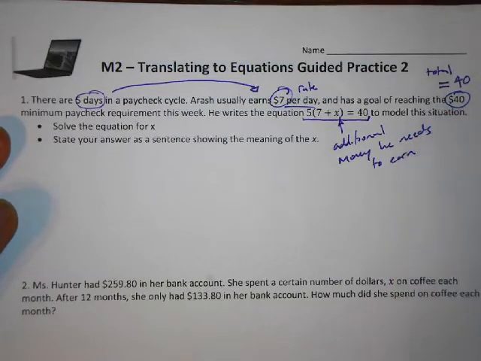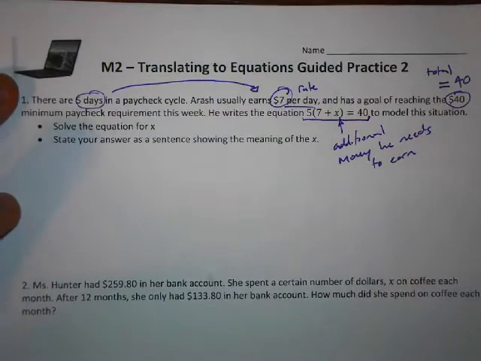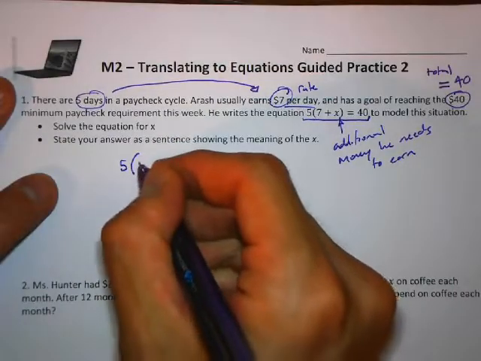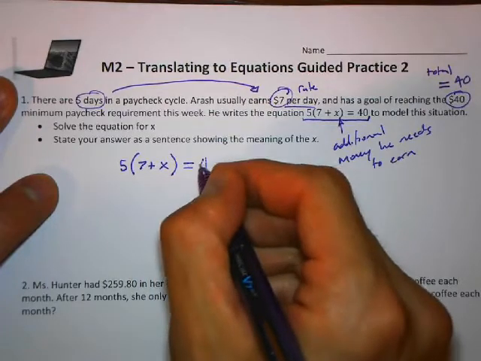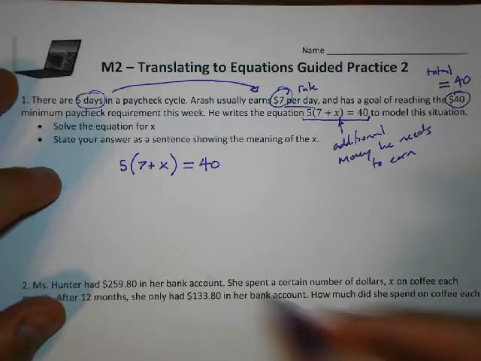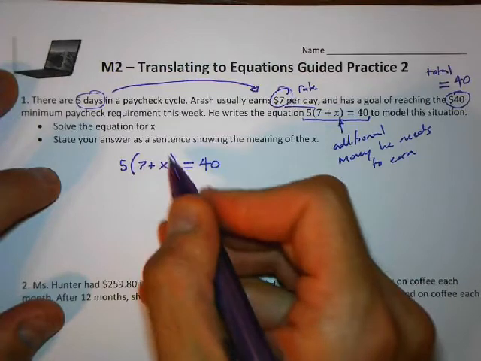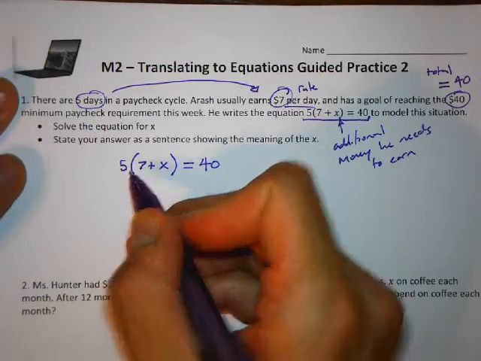It's a different kind of equation than the equations we've seen before. That's okay. We can still apply the same reasoning to writing it and the same reasoning to solving it. So let's go ahead and solve this guy. 5 times the quantity 7 plus x is equal to 40. In order to solve this, you've got to use the distributive property. That means you're multiplying the 5 times both of the terms on the inside. Remember that a number right next to parentheses means multiplication.